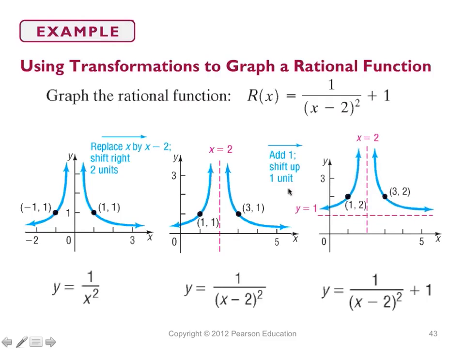And then we've also added 1, which means that we've shifted this up 1. And now you see that we have a horizontal and a vertical asymptote. The asymptotes were originally just along the y and the x axes, and they've moved when we shifted our graph.